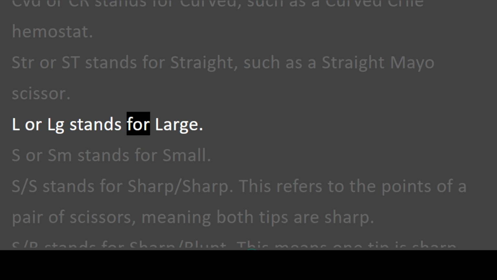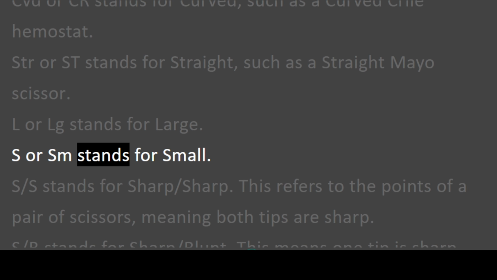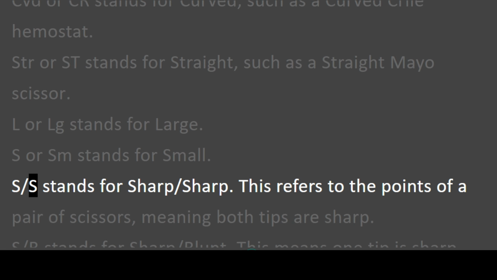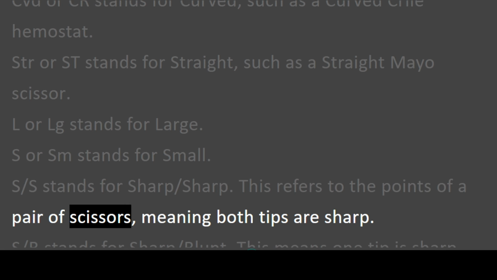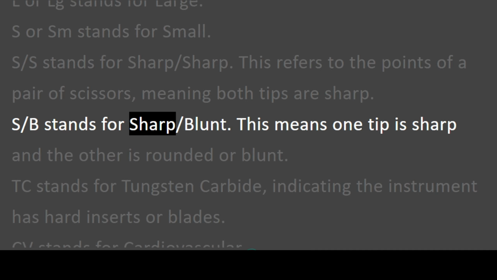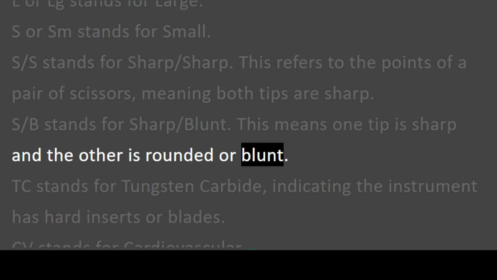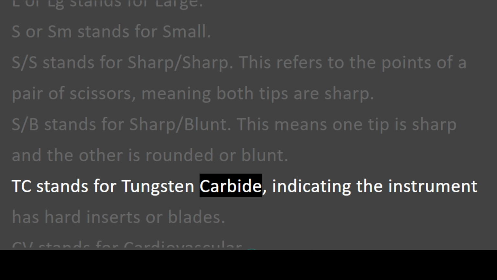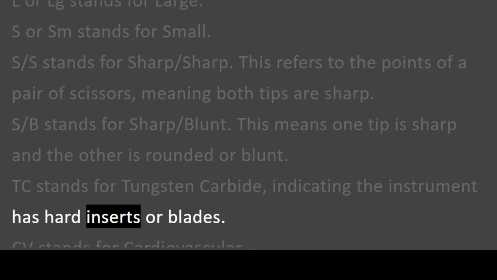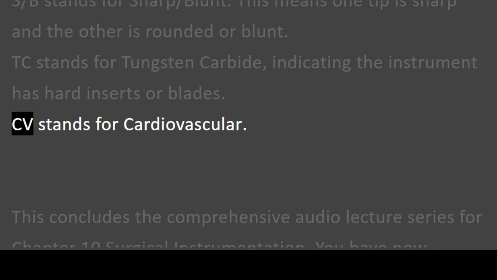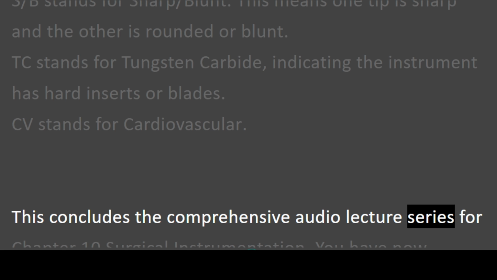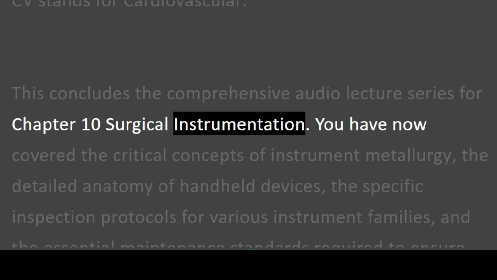L or LG stands for large. S or SM stands for small. S/S stands for sharp/sharp. This refers to the points of a pair of scissors, meaning both tips are sharp. S/B stands for sharp/blunt. This means one tip is sharp and the other is rounded or blunt. TC stands for tungsten carbide, indicating the instrument has hard inserts or blades. CV stands for cardiovascular. This concludes the comprehensive audio lecture series for Chapter 10 Surgical Instrumentation.